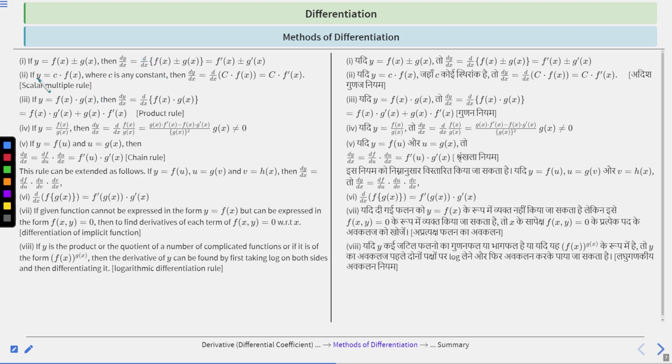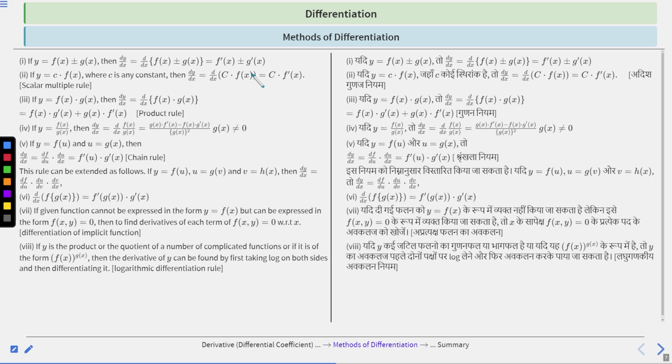Method 1: if y is equal to f(x) plus minus g(x), the sum or difference of two functions, then dy by dx is equal to d by dx of f(x) plus minus g(x), which is equal to f dash x plus minus g dash x. You have to remember this. But you cannot apply the same rule in multiplication and division. You cannot do it like, if f(x) into g(x), then dy by dx will be f dash x into g dash x. This is not right. It can be applied only in the case of addition and subtraction.